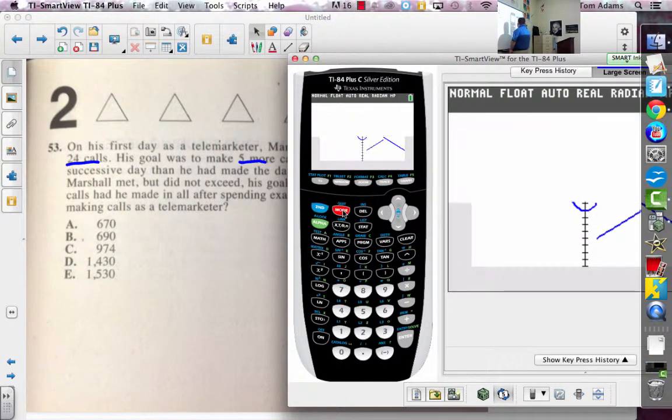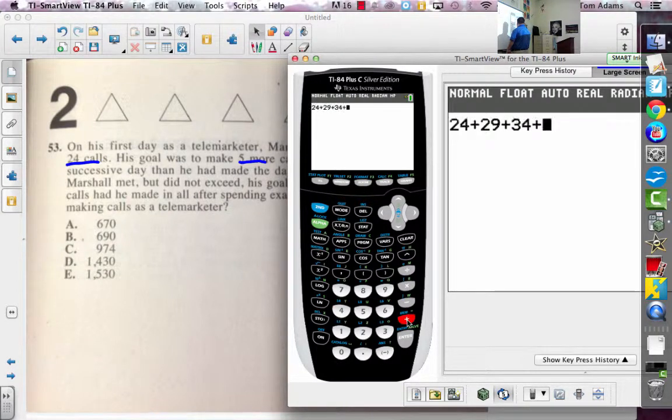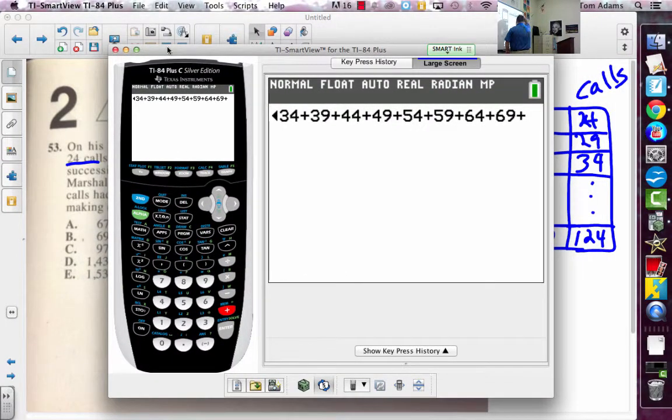So on the first day, he would have made what? 24. On the second day, he would have made 29. On the third day? 34. Next day? 39. So there's going to be this pattern of 34, 39. It's going to be 4 and 9, right? So the next one would be 44 plus 49 plus 54 plus 59 plus 64 plus 69 plus, and let me move this out of the way and make sure I'm not screwing this up, plus 74.